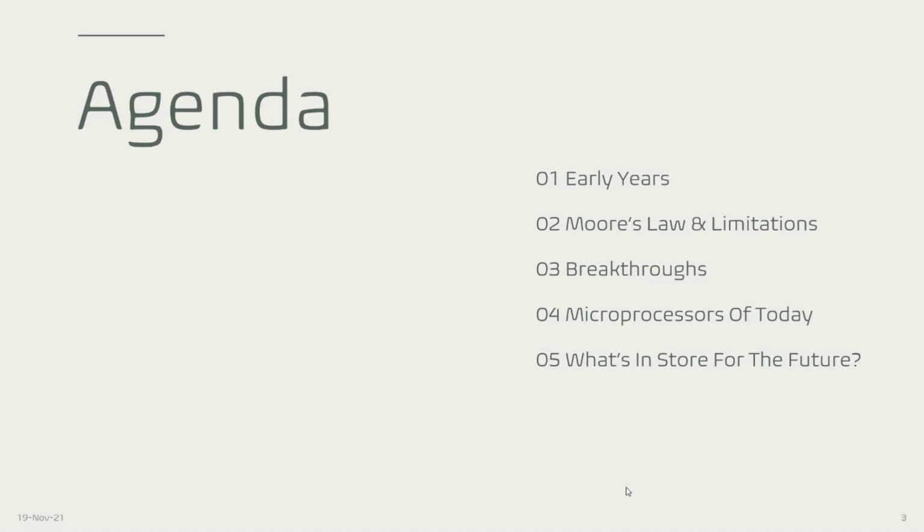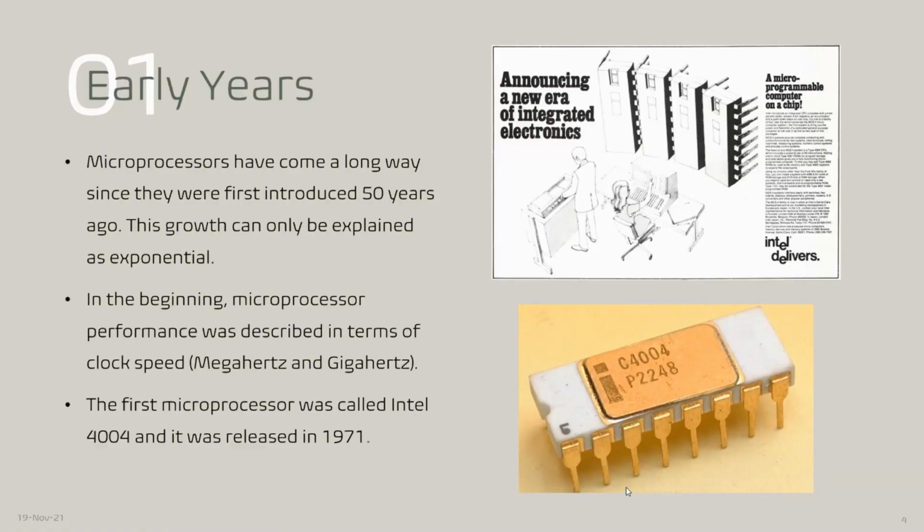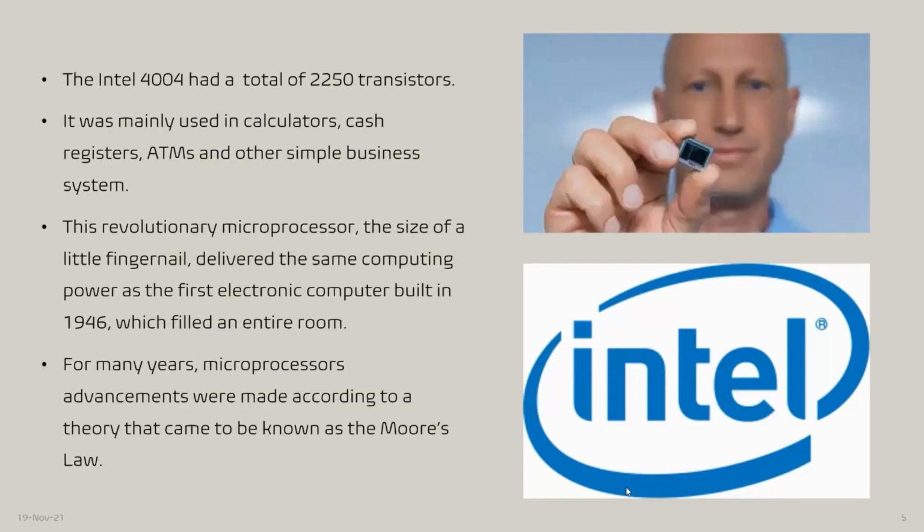these microprocessors. The first microprocessor was introduced in 1971 by Intel, and this was called the Intel 4004, and this was a huge advancement in the technological sector. In the past 50 years, microprocessors have grown exponentially. Firstly, the performance was described in terms of clock speed, which was in megahertz and gigahertz, but since then the parameters have changed, and let's see why in the slides to come.